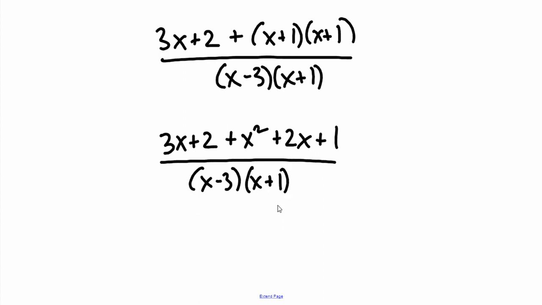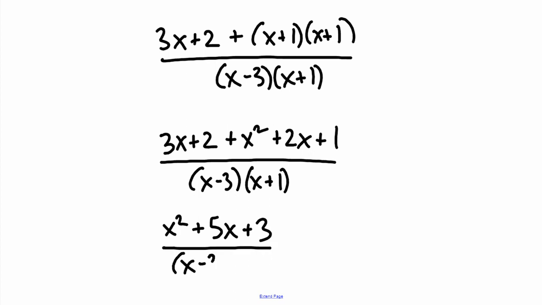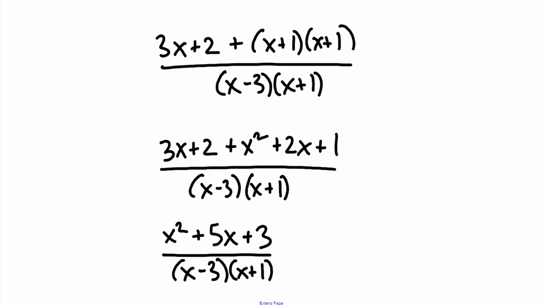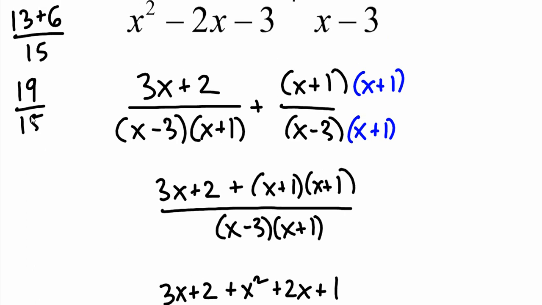Add up all your like terms here. I get x squared plus 3x and 2x is 5x's. 2 plus 1 is 3, all over x minus 3 times x plus 1. Now, just like in middle school, when you get a fraction, you should always check to see, are there any common factors between the top and bottom? Like 19 and 15 don't have any common factors, so that one's answered.